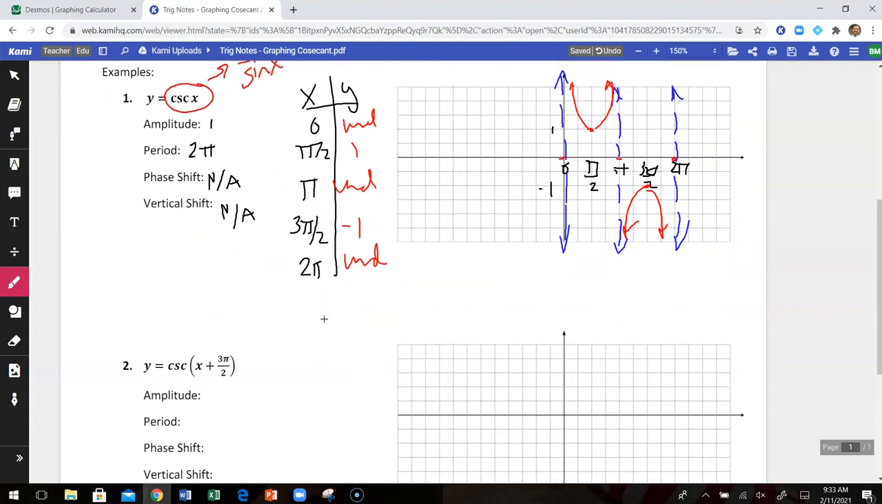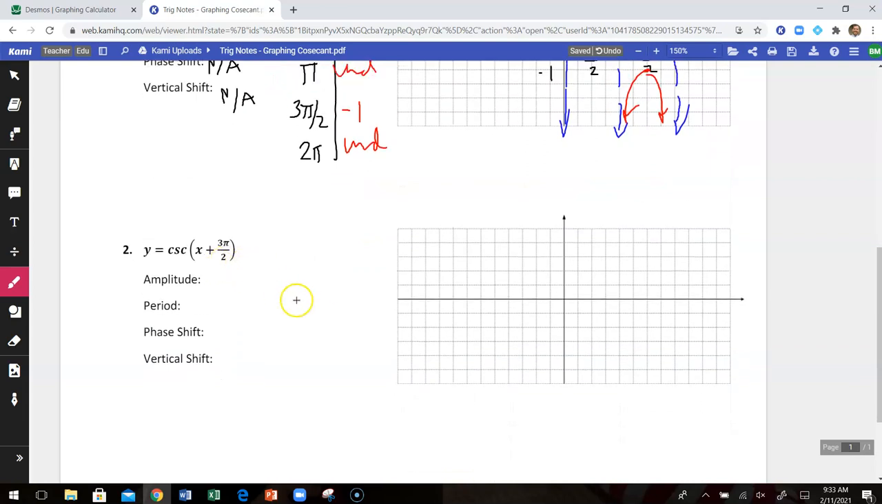So let's look at another example. This one has a phase shift. Our amplitude is 1. The period, again, is 2 pi. There is a phase shift. We are taking this graph 3 pi over 2, and since it's addition, that means to the left. We're taking this graph 3 pi over 2 to the left, and there is no vertical shift.